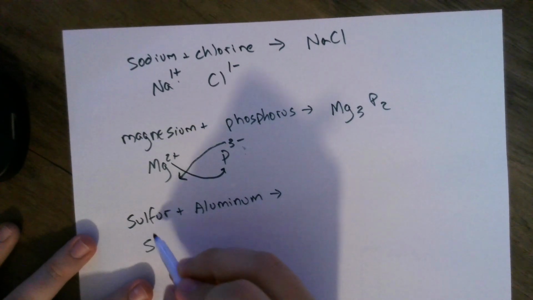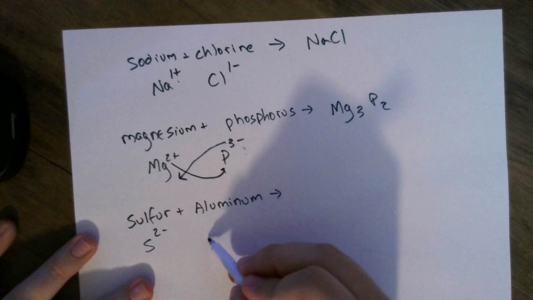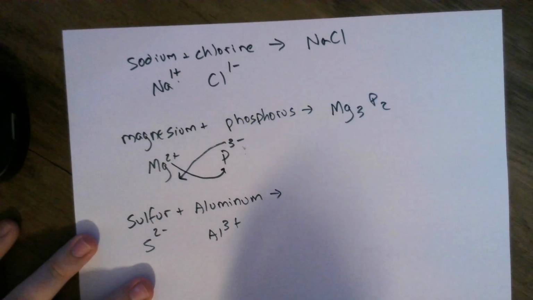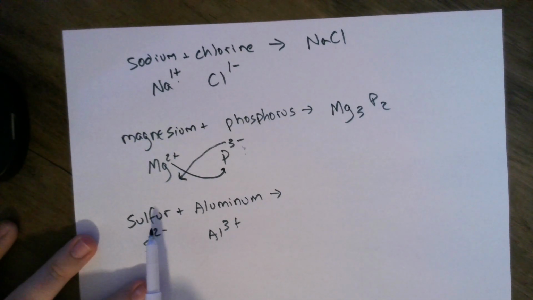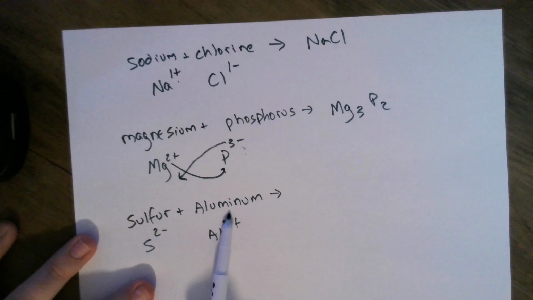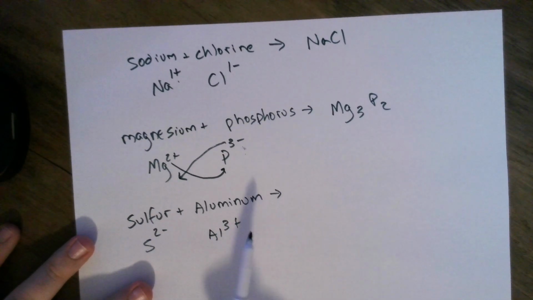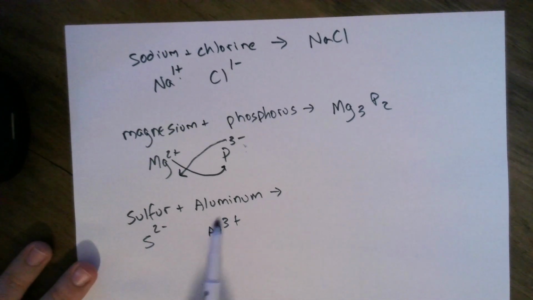Sulfur has a 2 minus charge. Aluminum has a 3 plus charge. You notice this time they're given to you backwards. It doesn't matter which one's written first, but when I make the compounds, you'll always see me write it the same way, where you put the positive charge first.